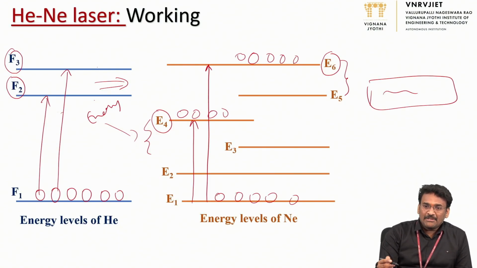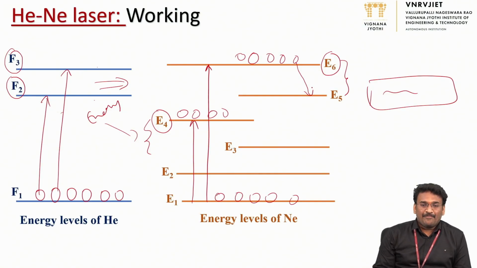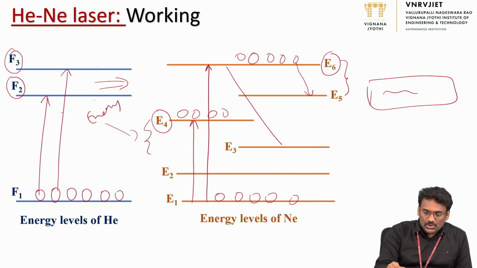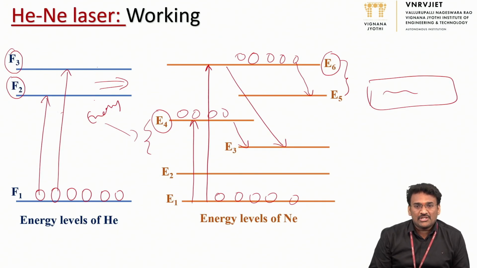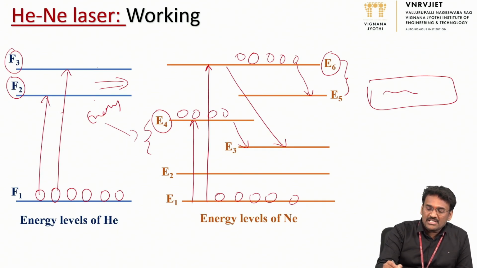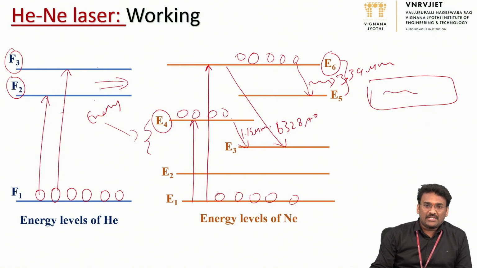After getting population inversion, the particles may come from E6 to E5 state, from E6 to E3 state, and also from E4 to E3. All these transitions are based on selection rules in quantum mechanics. The transition from E6 to E5 emits a photon of wavelength 3.39 micrometer, E6 to E3 emits 6328 angstroms, and E4 to E3 emits 1.15 micrometer. So in that way, 3 photons get released.